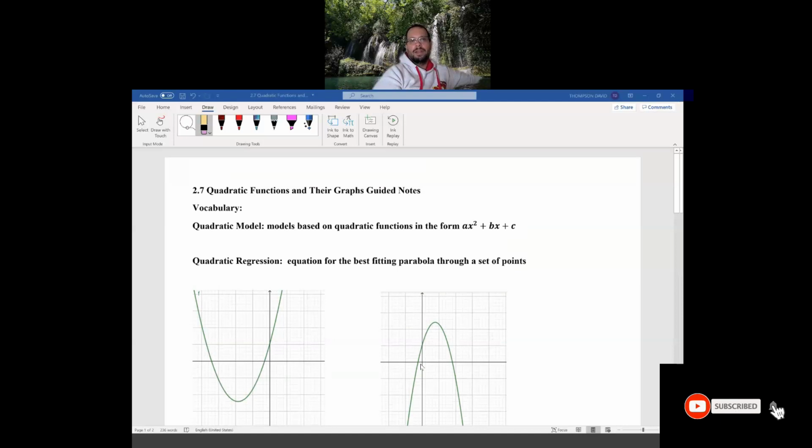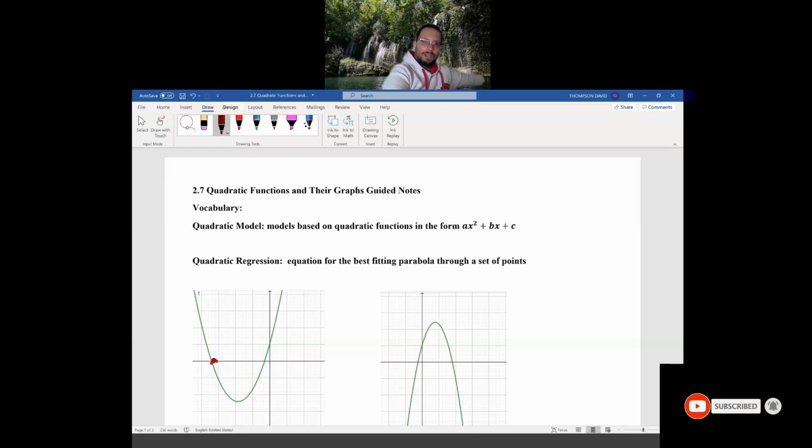First, the vocabulary. The quadratic model is a model based on a quadratic function in the form ax squared plus bx plus c. Quadratic regression is an equation for the best fitting parabola through a set of points. Let's review what the graphs look like. So the graph looks like a parabola or a U shape.